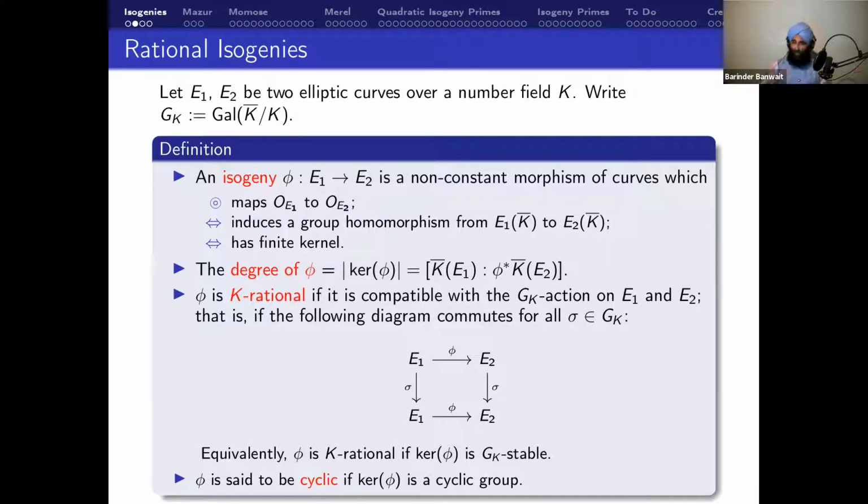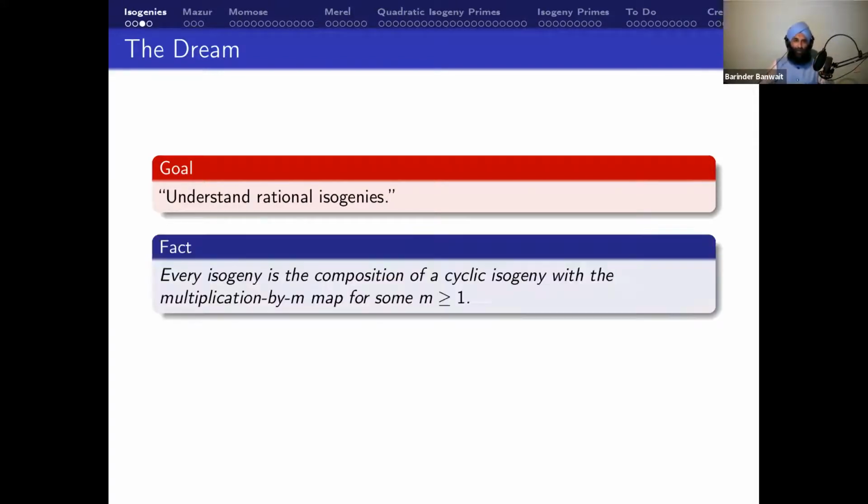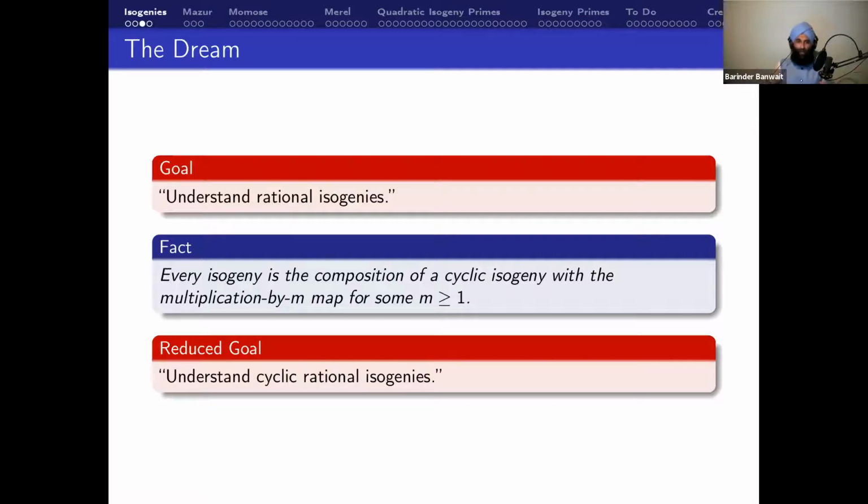Okay, so those are the basic definitions, but what are we actually trying to do in this talk? So on some vague philosophical level, we're trying to understand rational isogenies. Now, it turns out that any isogeny can be composed as a cyclic isogeny together with multiplication by m for some m. And again, in some kind of vague sense, we understand multiplication by m. So this goal boils down to understanding cyclic rational isogenies. I've been intentionally vague and imprecise in this slide to try to convey the motivation for what I'm doing here.